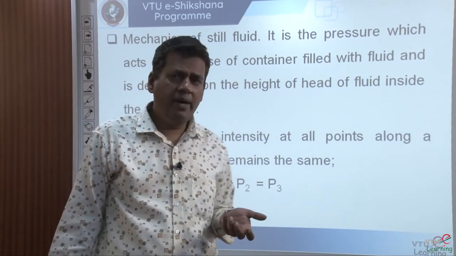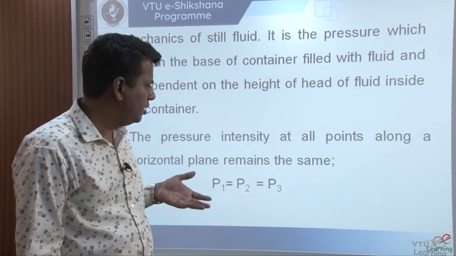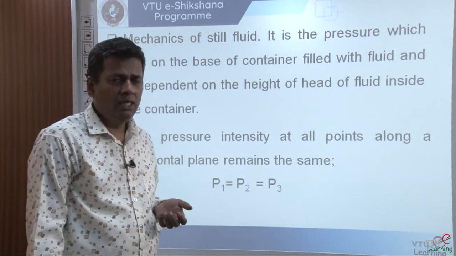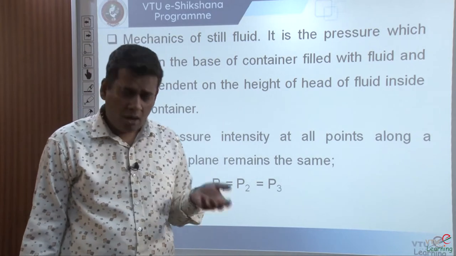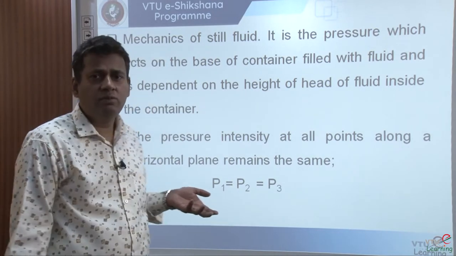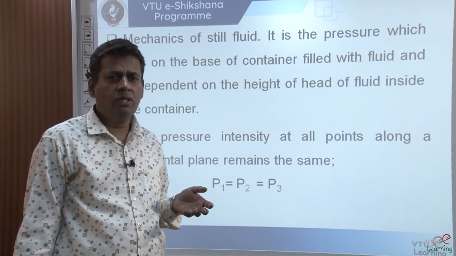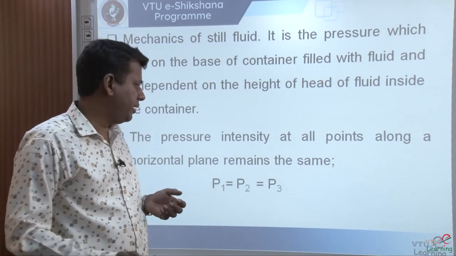It was invented by a famous scientist called Pascal. He was the person after whom the pressure unit was named. Pascal is equal to 1 Newton per meter square.